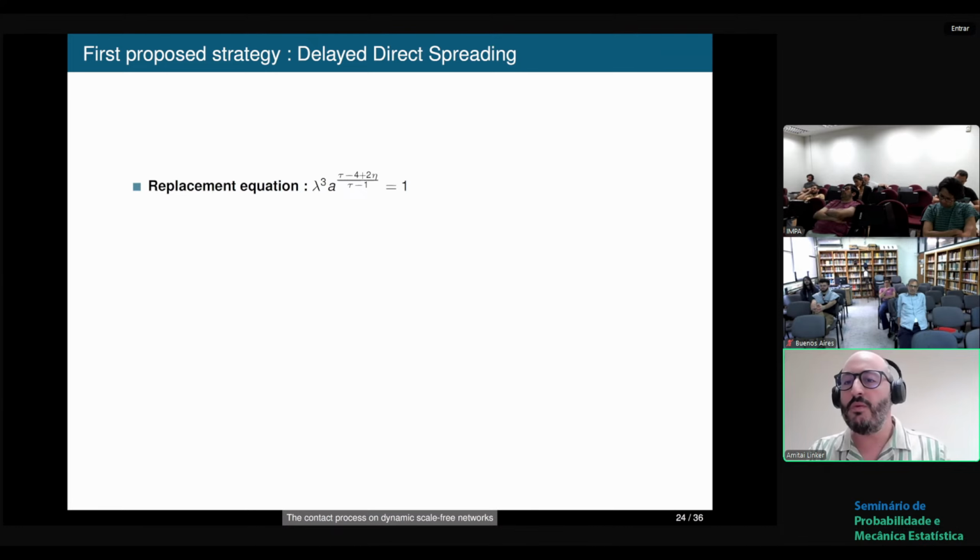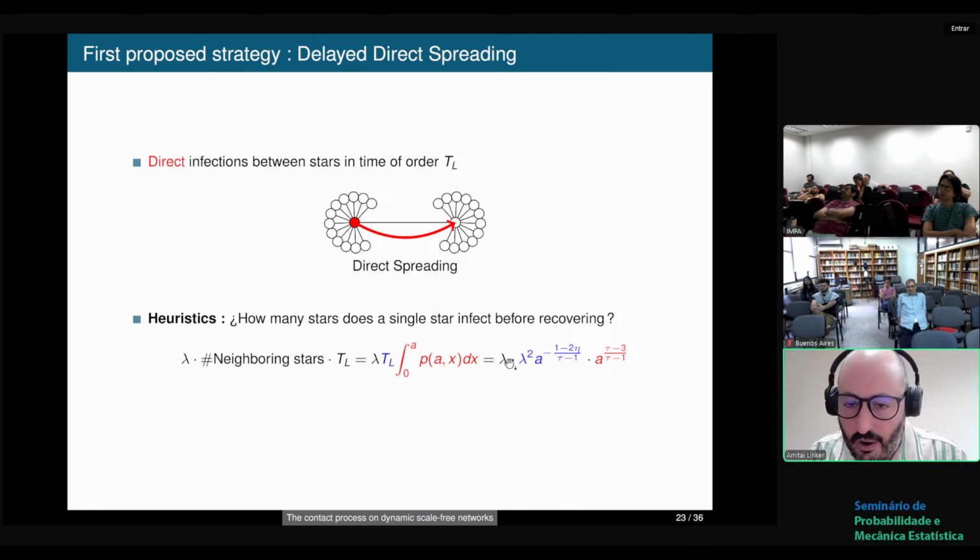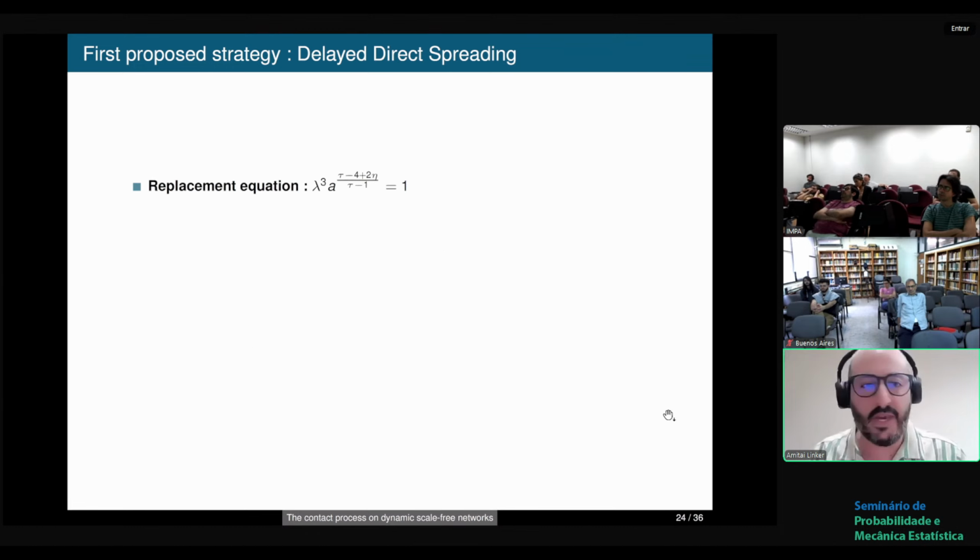And now you want to impose a replacement equation. This over here, okay, if you simplify it, you obtain this expression, and you want to say this is equal to 1. So every star that recovers, before recovering, infects another star. So this is enough to guarantee, at least at the heuristic level, that the infection keeps going forever.